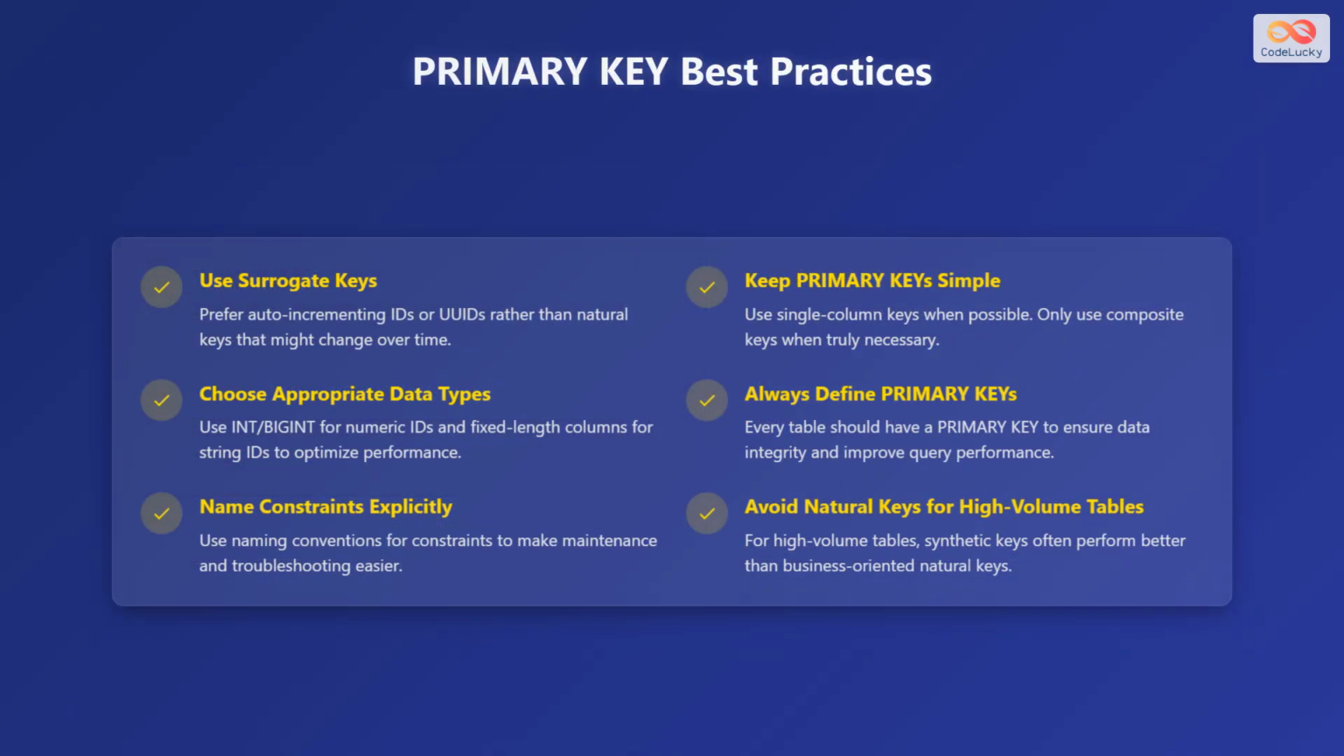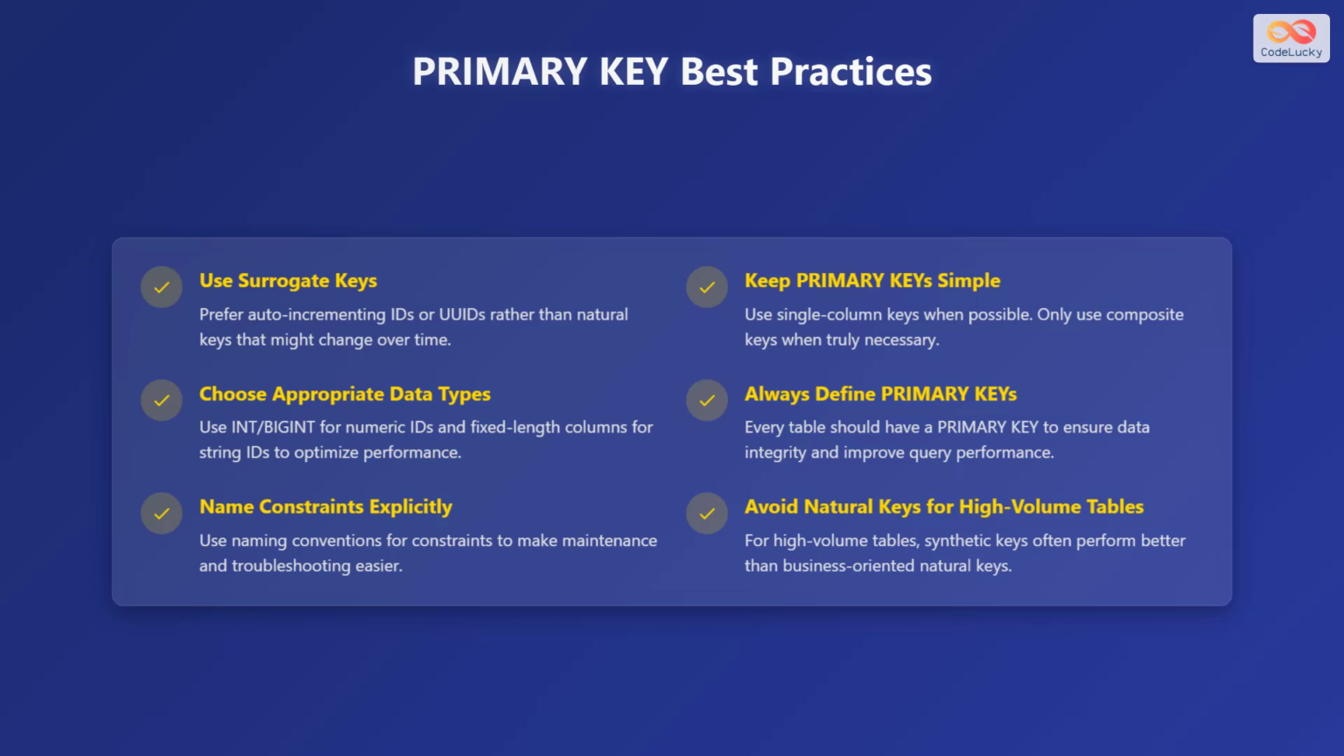Finally, let's review some best practices for using primary keys. First, use surrogate keys. Prefer auto-incrementing IDs or UUIDs, which stands for Universally Unique Identifiers, rather than natural keys that might change over time. Second, keep primary keys simple. Use single-column keys when possible. Only use composite keys when truly necessary.